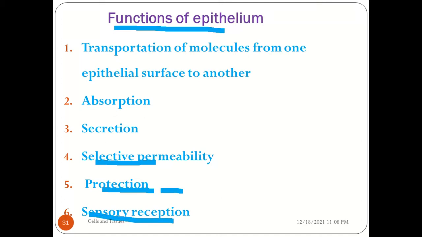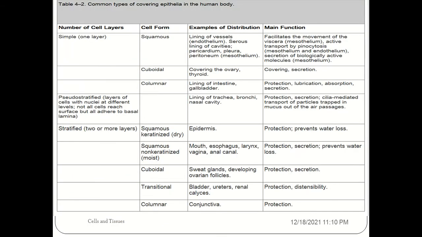The other is sensory reception, used as sensory reception. So these six phrases are used as functions of epithelium. So in detail, simple one layer is squamous. Examples are lining of vessels, serous lining of peritoneum, pericardium and pleura. Main function facilitates movement of the viscera.